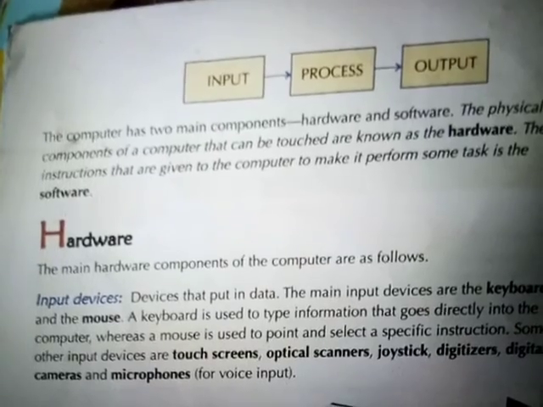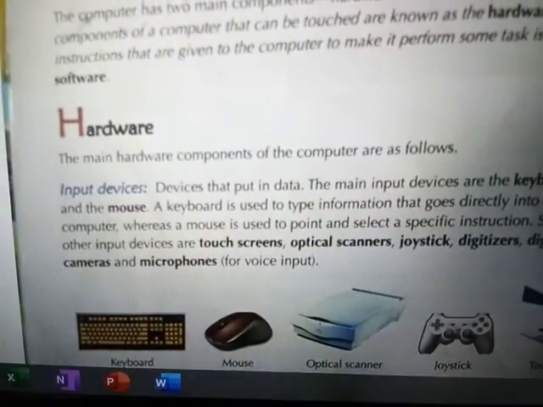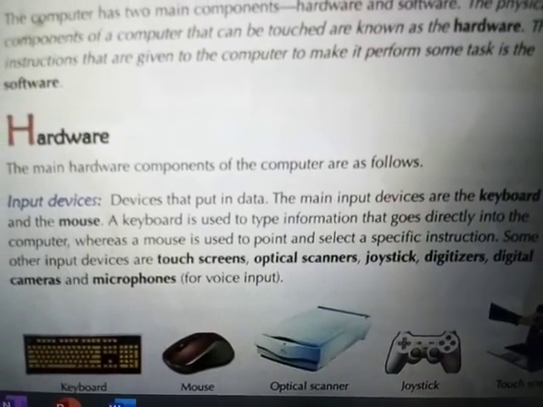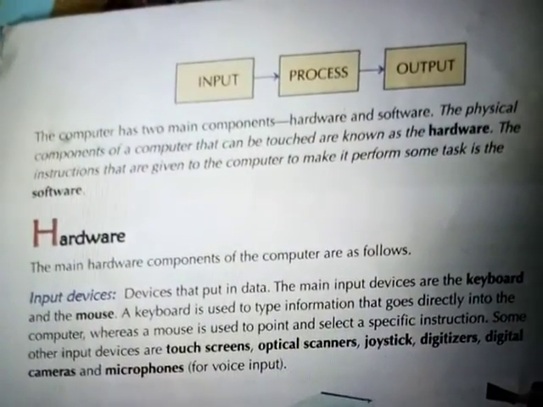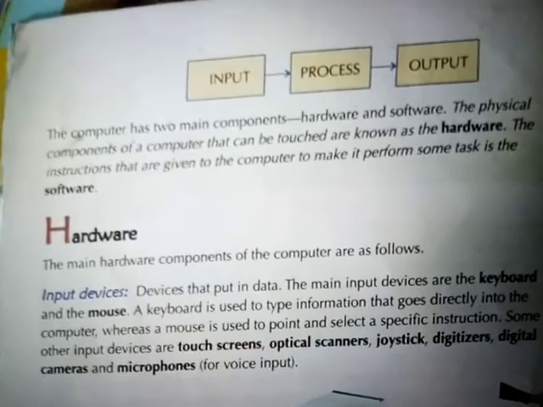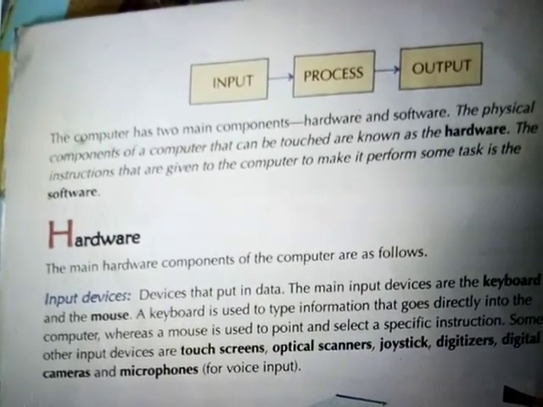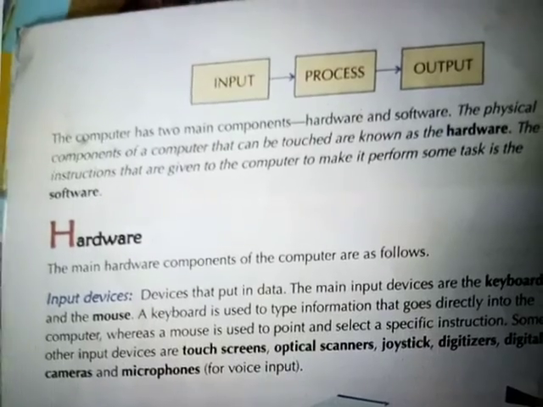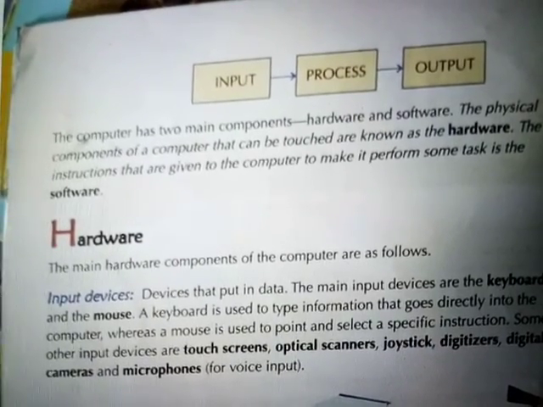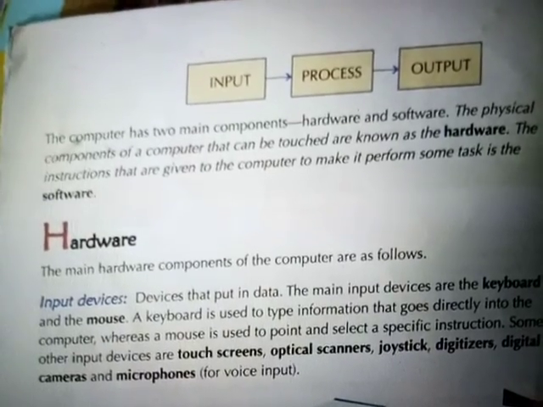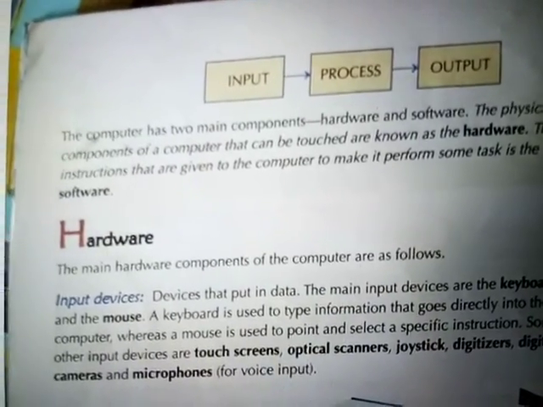For example, what components can you touch? See, this keyboard, can you touch? This mouse, can you touch? This joystick, can you touch? Yeah, you can touch all those things. So those are hardware. Then what is software? The instructions that are given to the computer to perform some operations are called software.